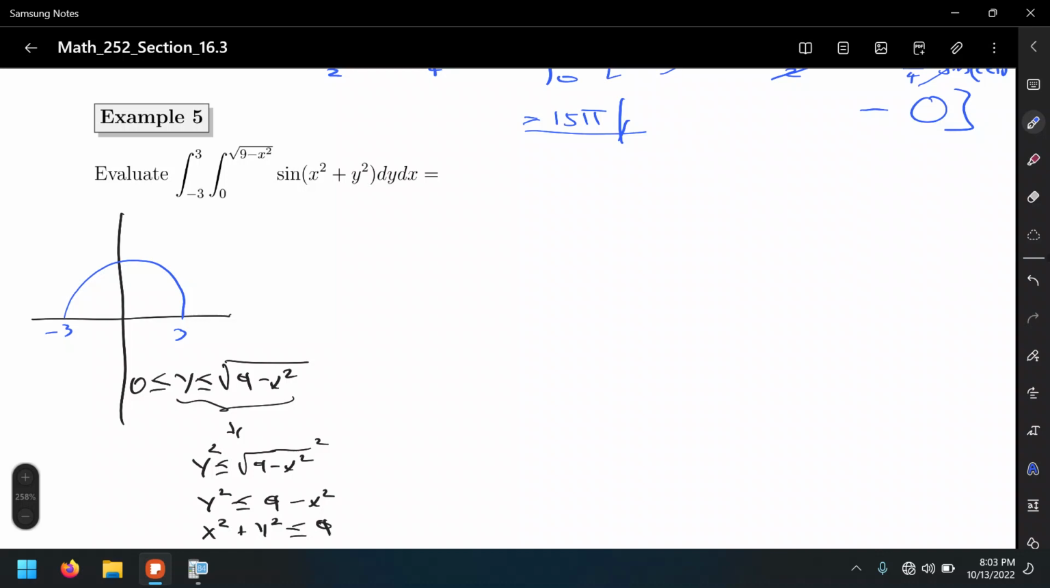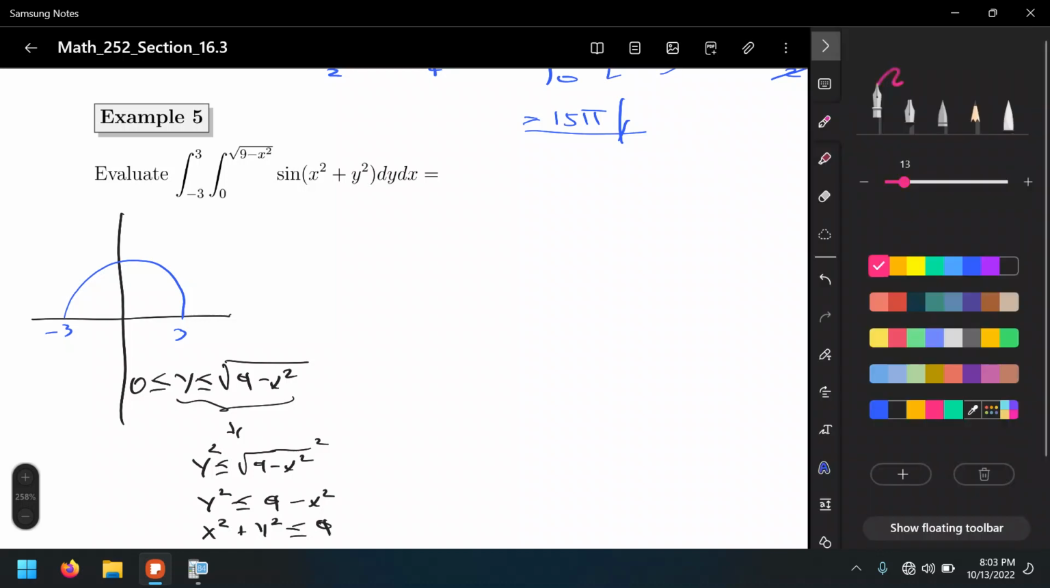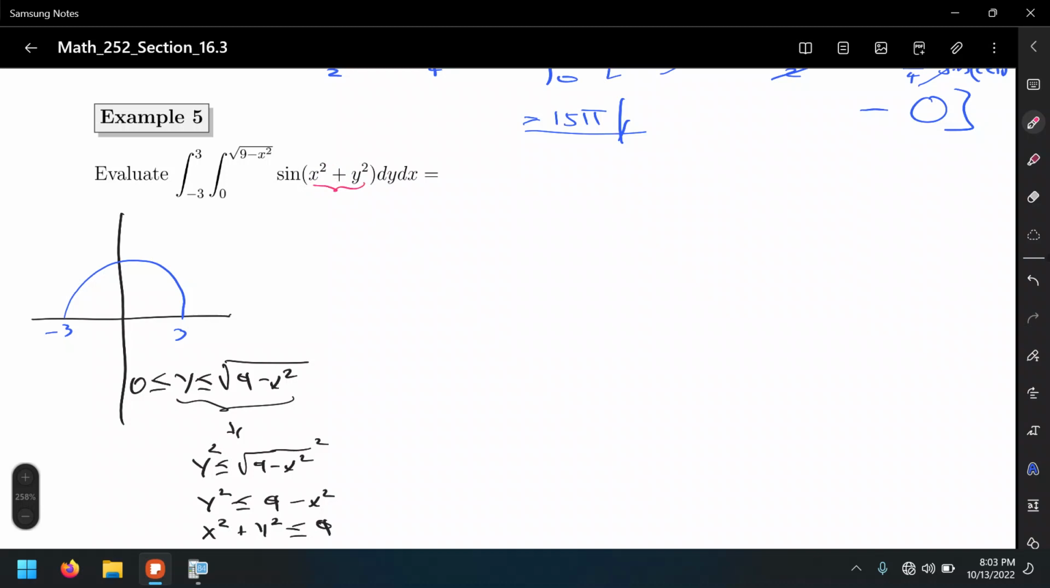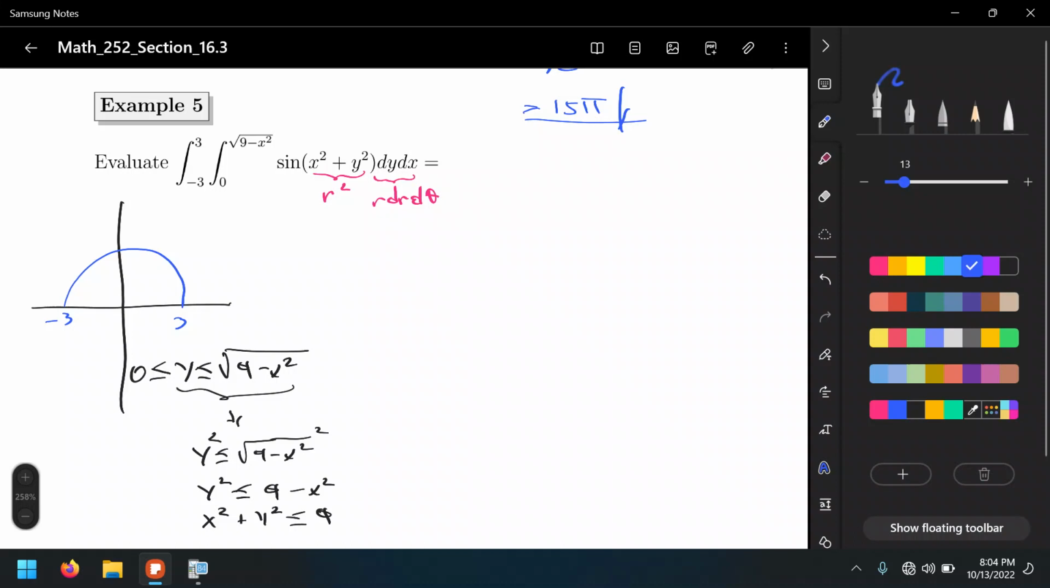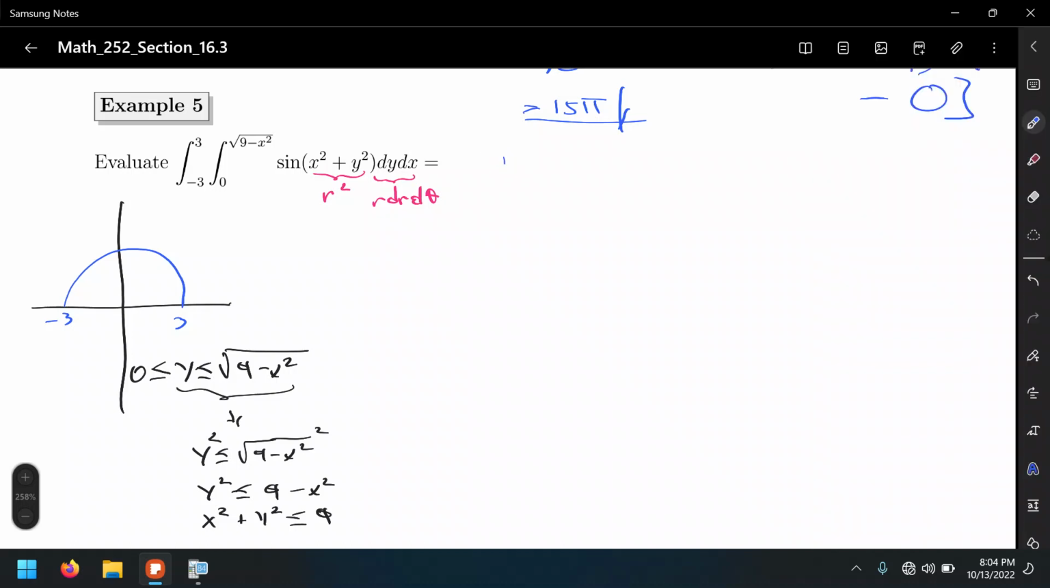All right. So let's change this to polar coordinates. For polar coordinates, we know that x squared plus y squared equals r squared. Now, what else? We need to change this dy dx into r dr d theta. And thanks to that factor of r, this function will be integrable as opposed to the one that we had before. Now, we need to be careful with the limits here. So x squared plus y squared is r squared, and dy dx becomes r dr d theta.